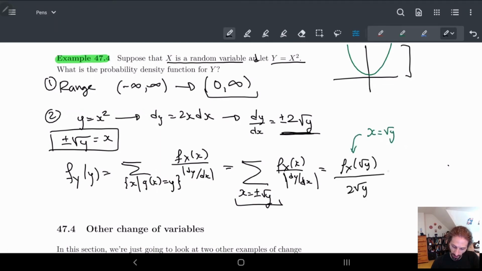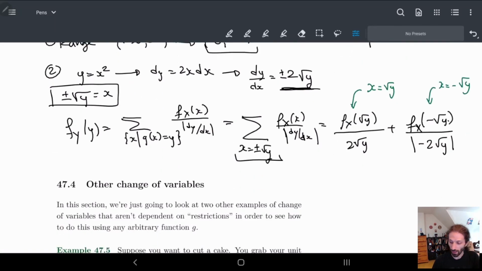And then on the other side, I have the other one. So I have x is equal to minus square root of y. This is my two options. So here I have f of x is equal to f of minus square root of y. And here, I need the absolute value, because in this case my derivative has a minus sign. So in other words, this becomes positive 2 square root of y, so I can just keep those together. And I have one thing on the numerator. And that's it. This is what we end up having.